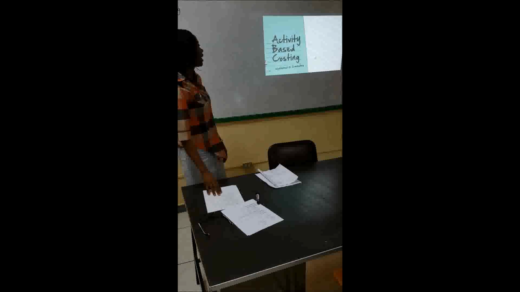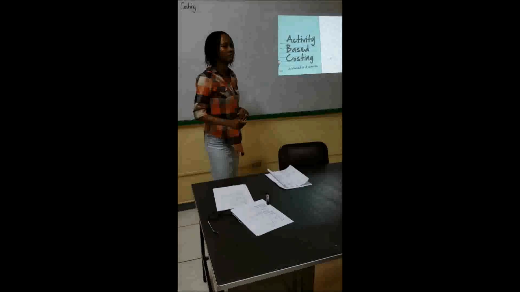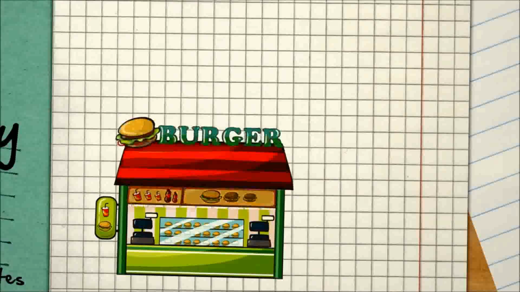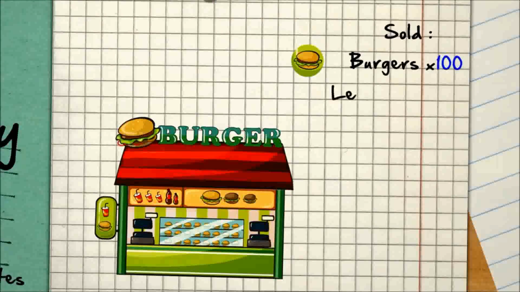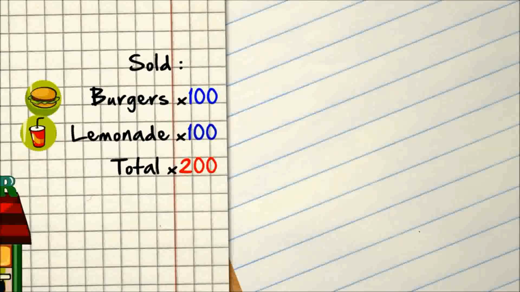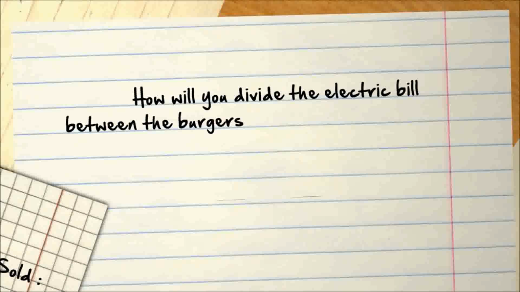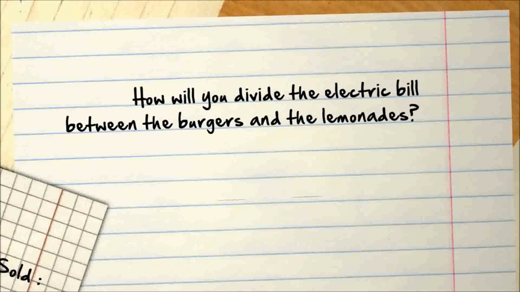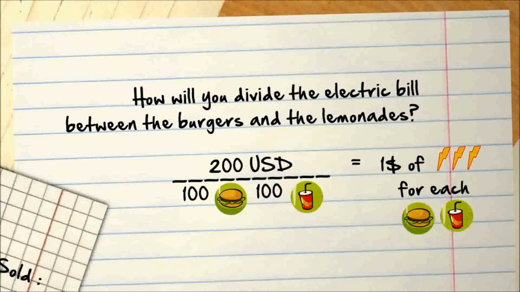This will be a video, and I'm going to ask you to observe, and then we'll have a discussion after. Imagine you have a small takeout joint selling burgers and lemonades. This month, you sell 100 burgers and 100 lemonades, for a total of 200 items. What if, at the end of the month, you have an electric power bill of $200? How will you divide the electric bill between the burgers and the lemonades? Easy. $200 divided by 200 items equals $1 in electric power for each burger or lemonade sold.